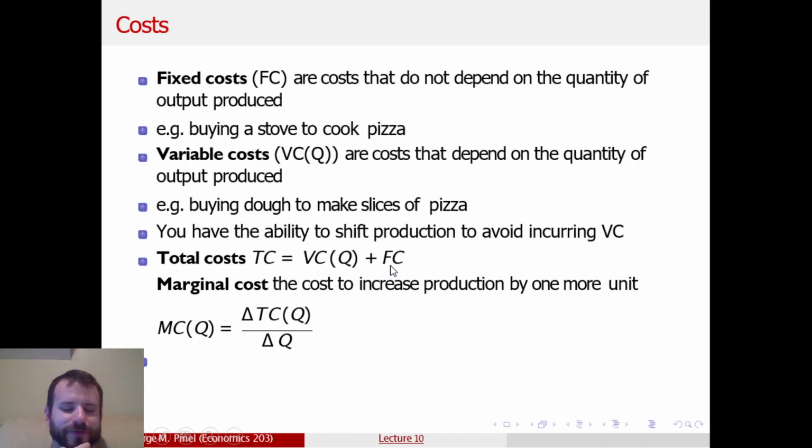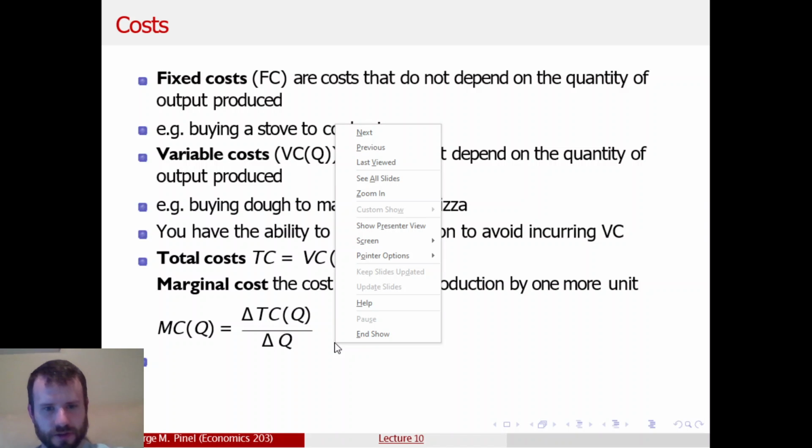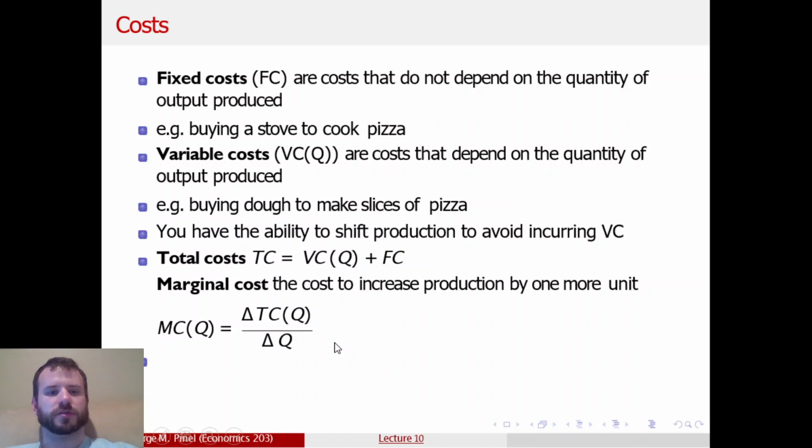So if we're defining marginal cost mathematically, it's going to be the change, that's this delta, in total cost divided by the change in quantity. Okay. So basically, let's say, or you know what, we'll do it in the next slide. I have an example in the next slide.